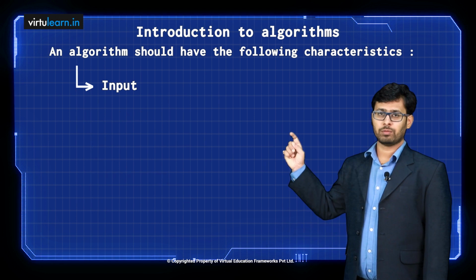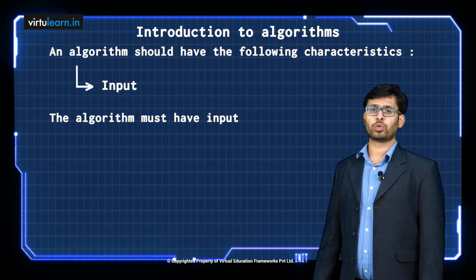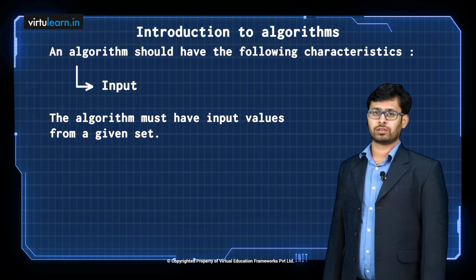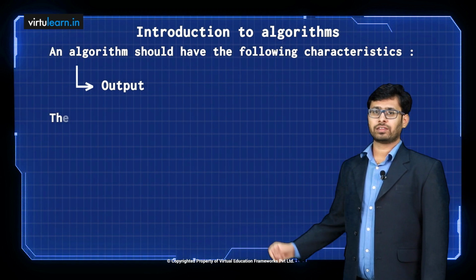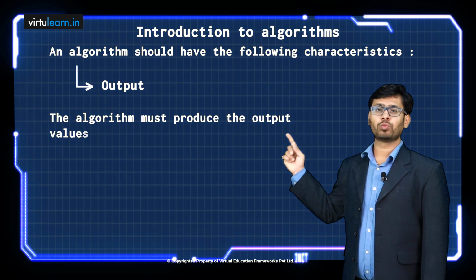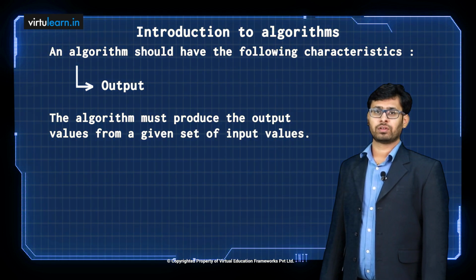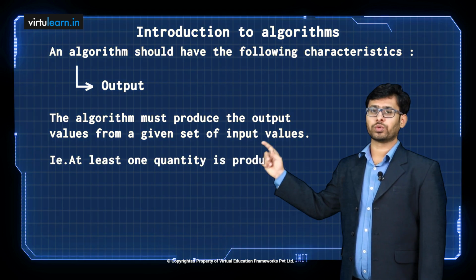The first one, input. The algorithm must have input values from a given set. The second one, output. The algorithm must produce the output values from a given set of input. That is, at least one quantity is produced.